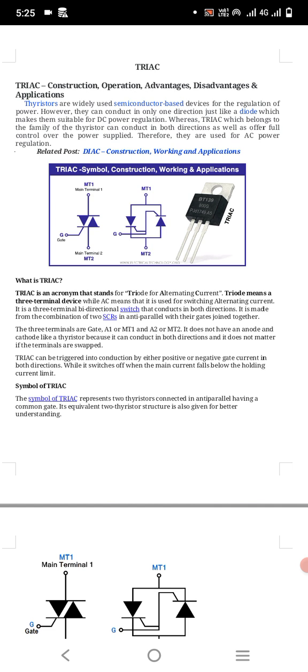Thyristors are widely used semiconductor-based devices for the regulation of power. However, they can conduct in only one direction, just like a diode, which makes them suitable for DC power regulations. Whereas TRIAC, which belongs to the family of the thyristor, can conduct in both directions as well as offer full control over the power supplied. Therefore, they are used for AC power regulation.